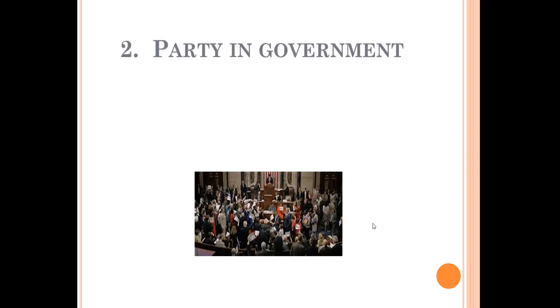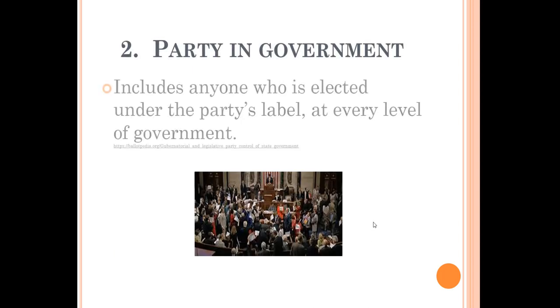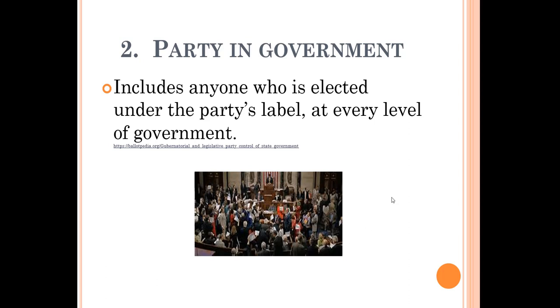The party in government consists of anybody who gets elected under the party's label at every level of government. So, for example, President Trump is part of the Republican Party in government at the national level, and Gavin Newsom, the governor of California, is part of the California Democratic Party in government. So we're talking about people who serve in state legislatures and who serve in governorships, and also people who are in the U.S. Senate and the U.S. House. Most of those offices are elected under party labels.